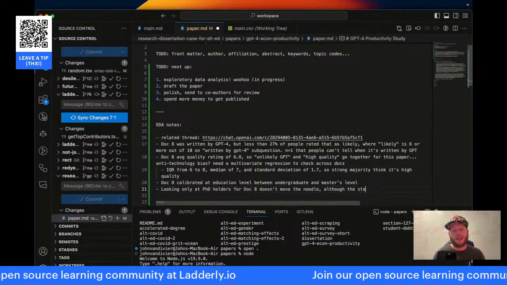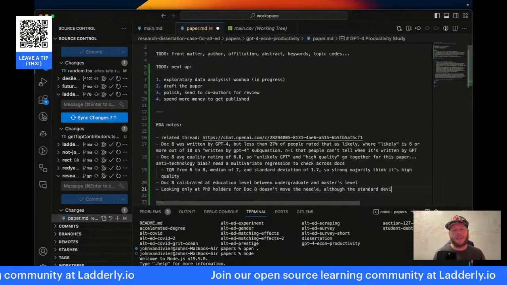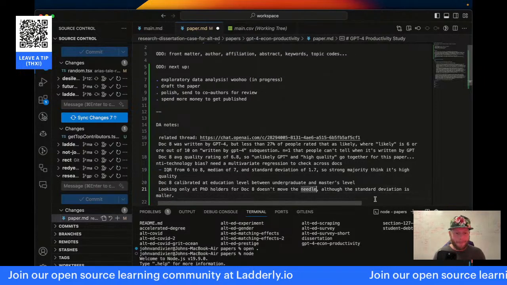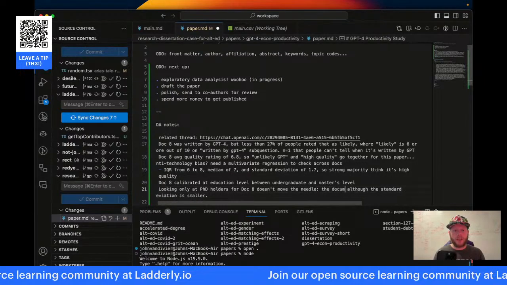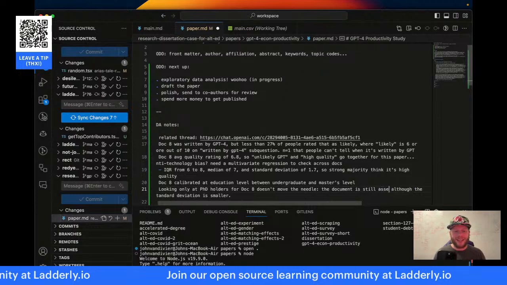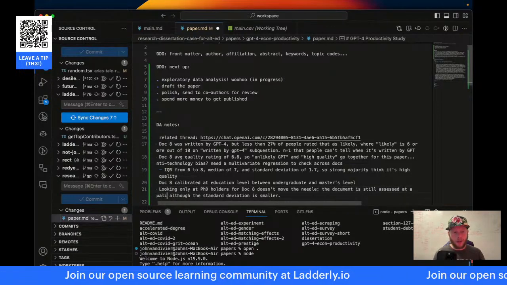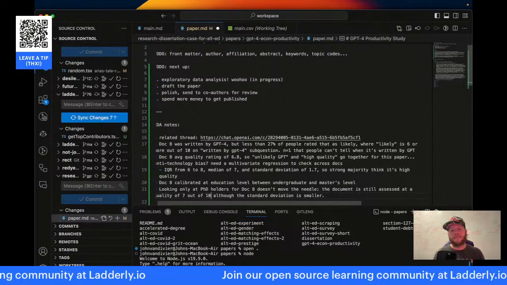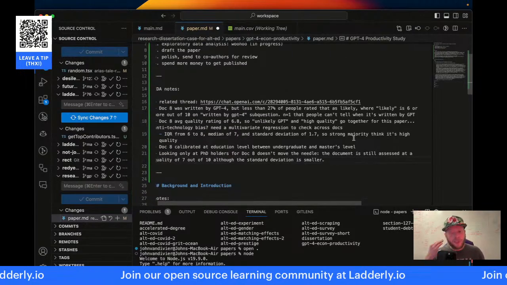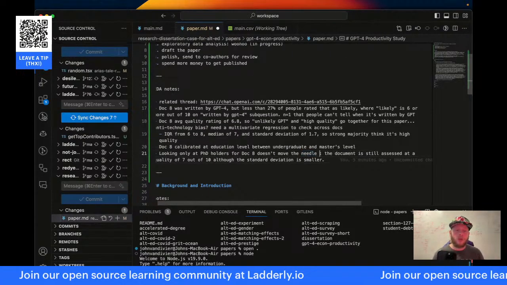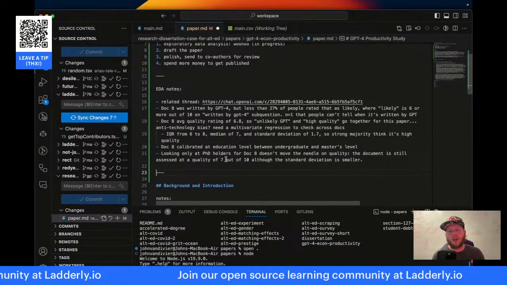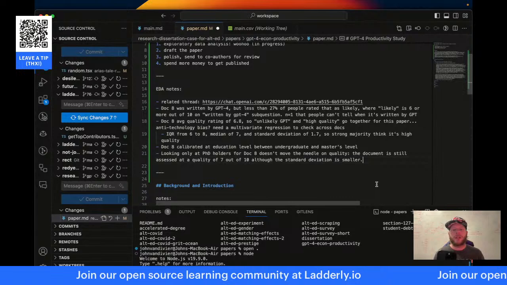Although the standard deviation is smaller, the document is still assessed at a quality of 7 out of 10. Doesn't move the needle on quality.